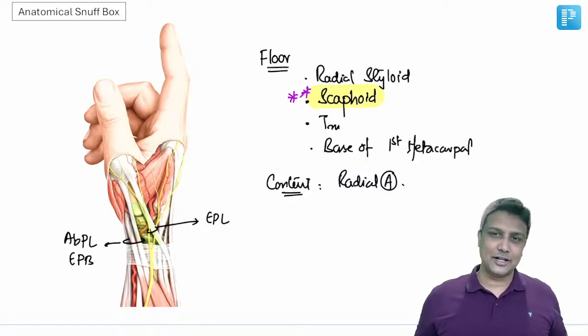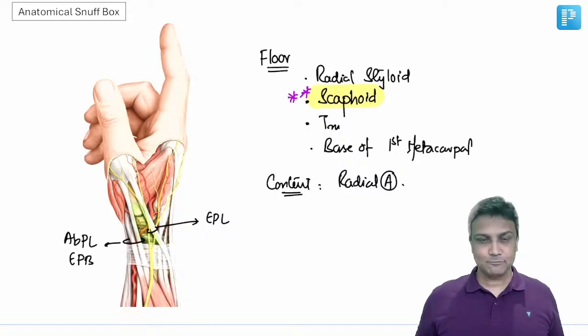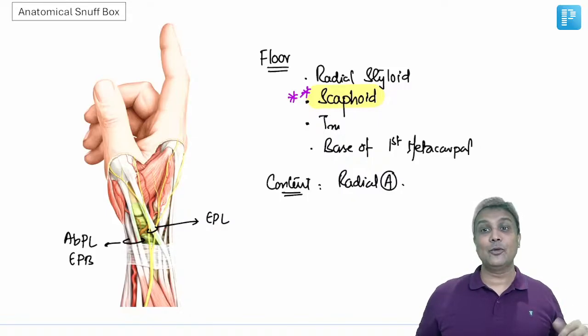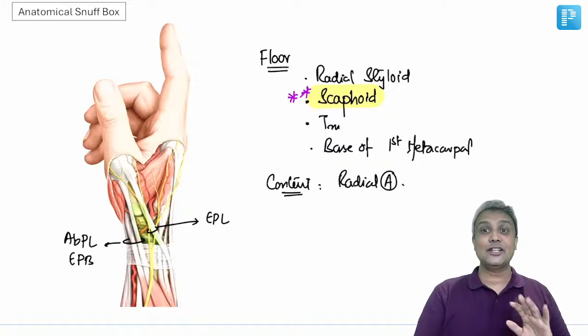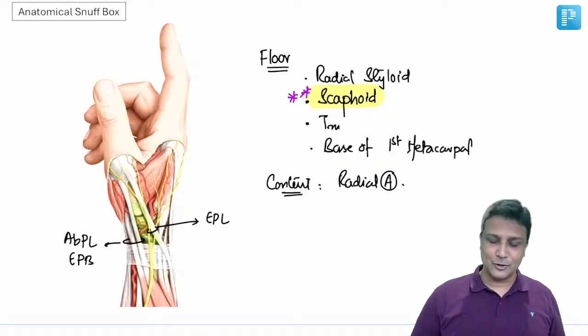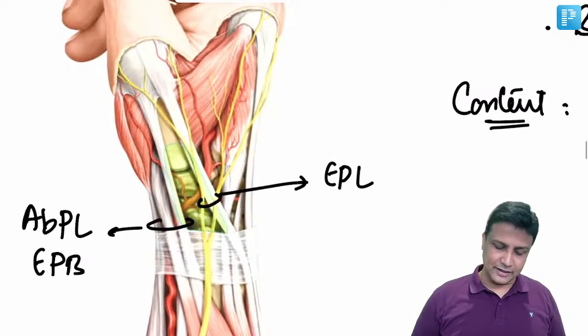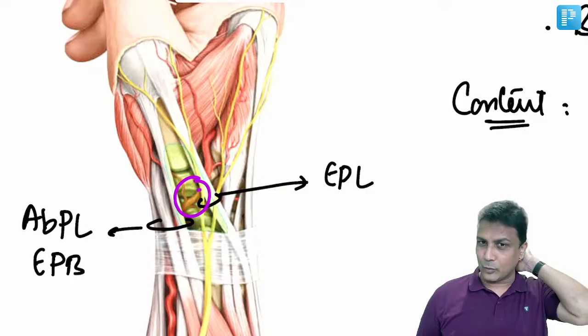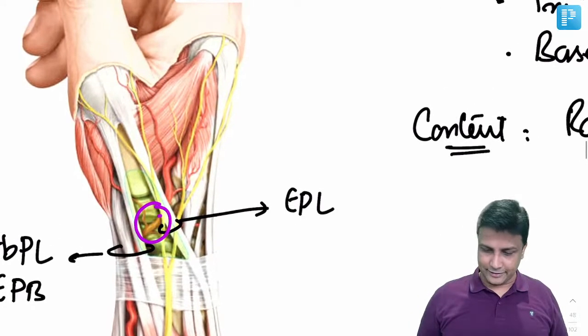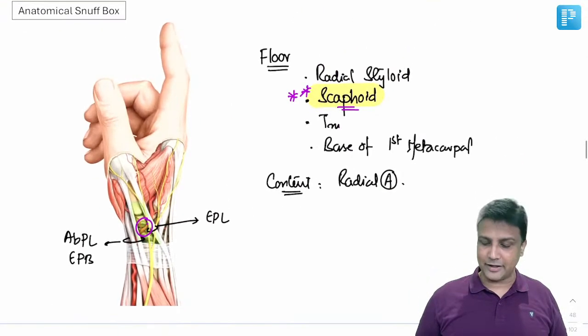A person comes to the clinic after falling on the outstretched arm. A person falls on the outstretched arm, and then he comes to the clinic with the pain in the anatomical snuff box. The pain is due to fracture of which bone? Of course, the most commonly fractured will be scaphoid. And what is the content of the anatomical snuff box? You are able to see here very clearly. There is an artery here, and that artery will be the radial artery. Please be careful. I'm telling you radial artery, not the nerve.